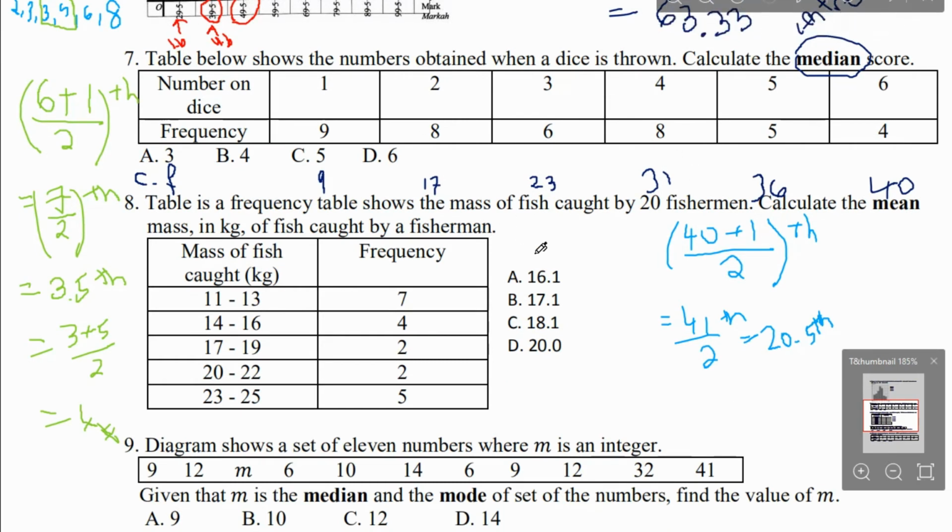Okay, so the median is at the 20.5 position. So from the cumulative frequency, this is 9. That means number 1 here, this is from number 1 to number 9. And number 2 here, it is at 10 to 17. And this one, this is from 18 to 23. And this is from 24 to 31. This is from 32 to 36. And this is 37 to 40.